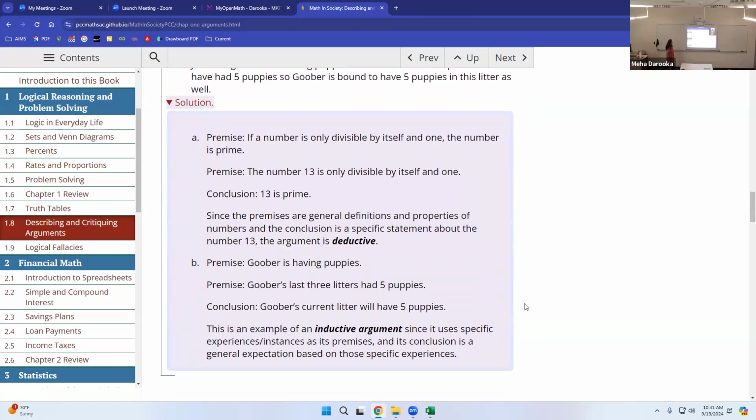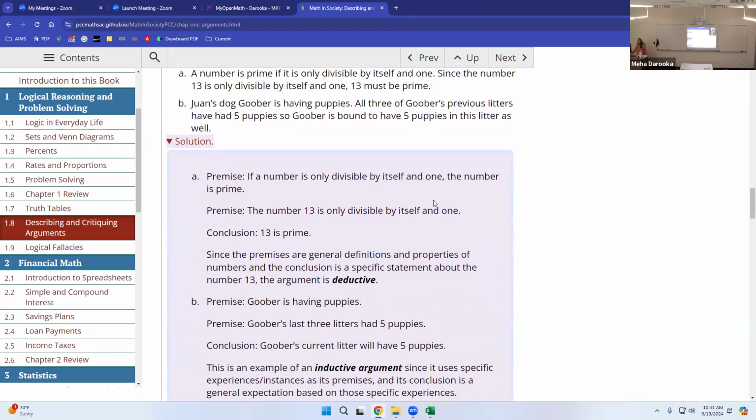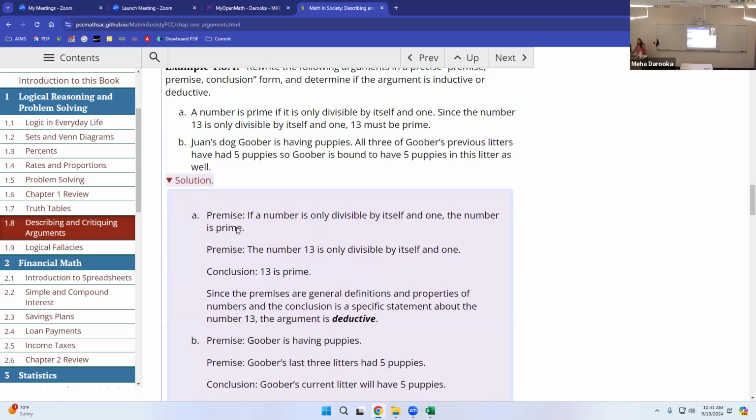So for part A, we talked about how if a number is divisible by itself and 1, then that number is prime. So that was a premise. We did good on that. The second premise was 13 is divisible by itself and 1. So we knew that. And your conclusion was 13 is prime. So you will see we actually went from generalization to specific, right? Because we're talking about all prime numbers, and then we're saying, okay, conclusion, 13 is prime. Since you went from general to specific, that makes it a deductive argument.